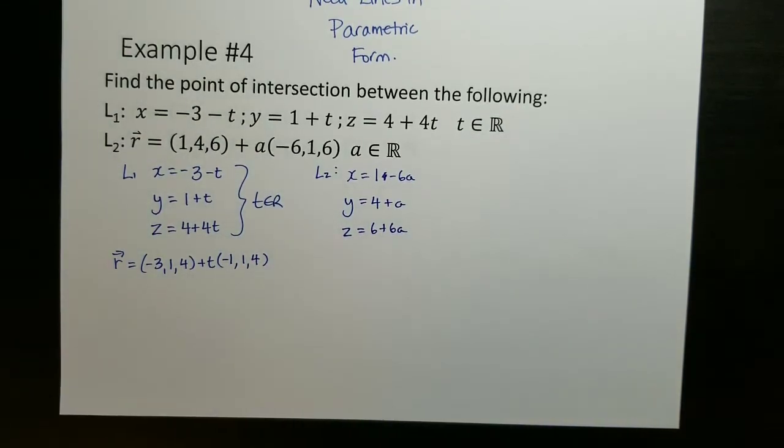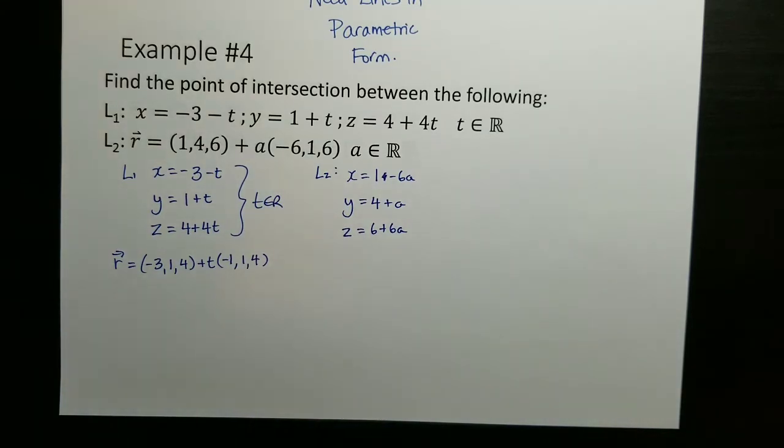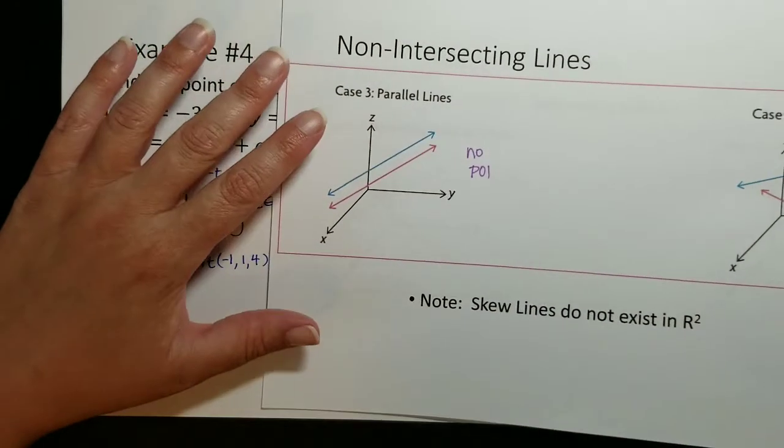So there's one thing we always want to check, and that is whether it's one of the cases where you have direction vectors that are scalar multiples.